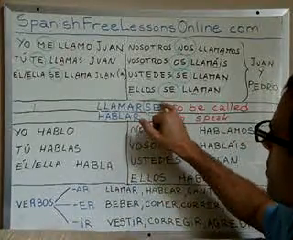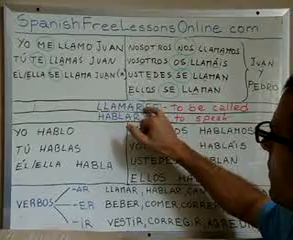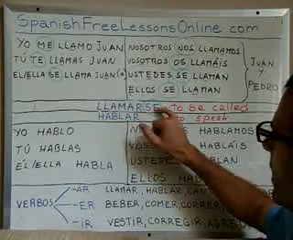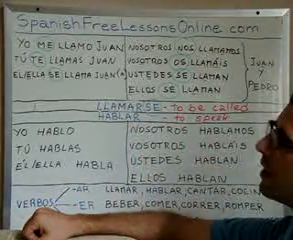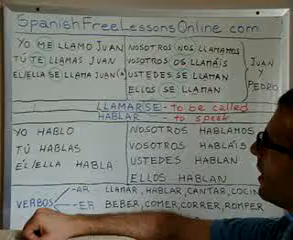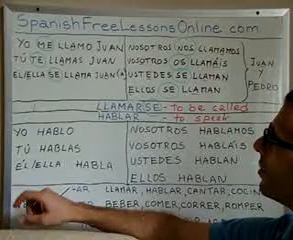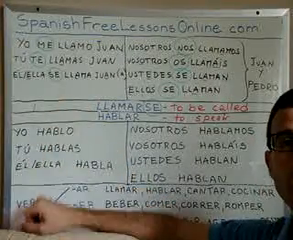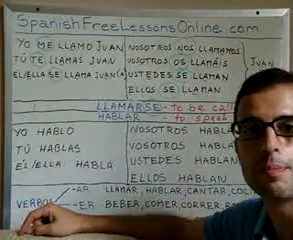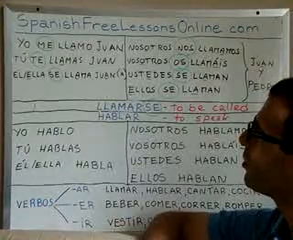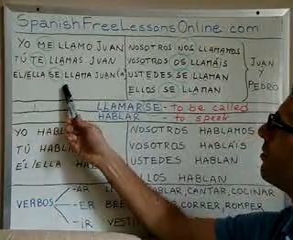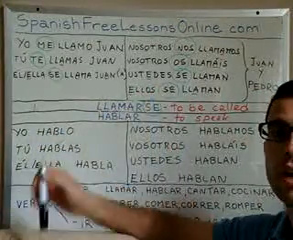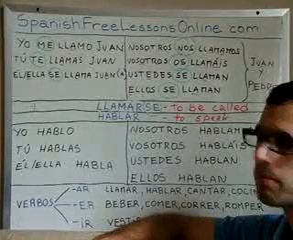So, the indirect object pronoun, this ending, se, also changes according to which is the subject. So that's what we will see up here in the first example of how to conjugate, right?